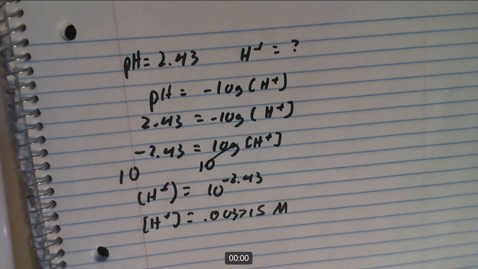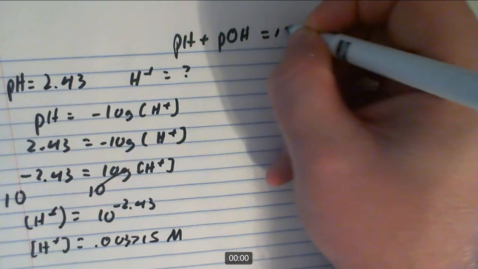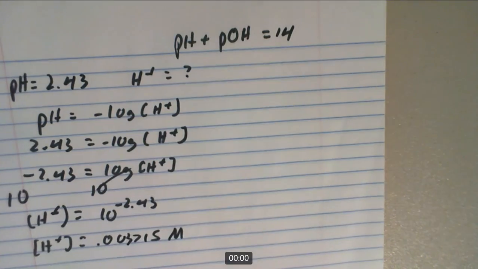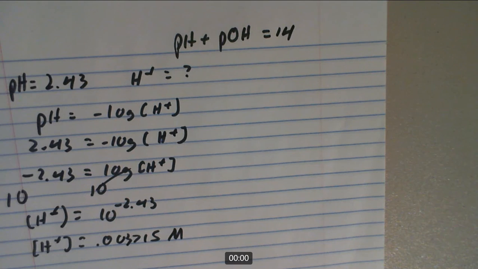That's it. What if I had asked for a hydroxide concentration? Well, for hydroxide, you need pOH. And to get pOH, you have to remember that pH plus pOH will always equal 14 at room temperature. So convert to pH first, then go from there. But the math is exactly the same. There are only two different ways we can ask this question here.